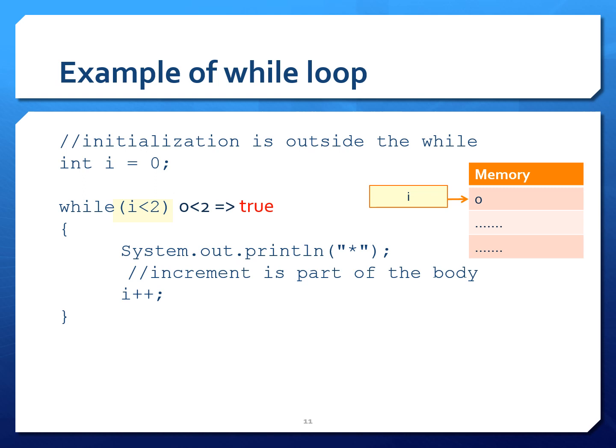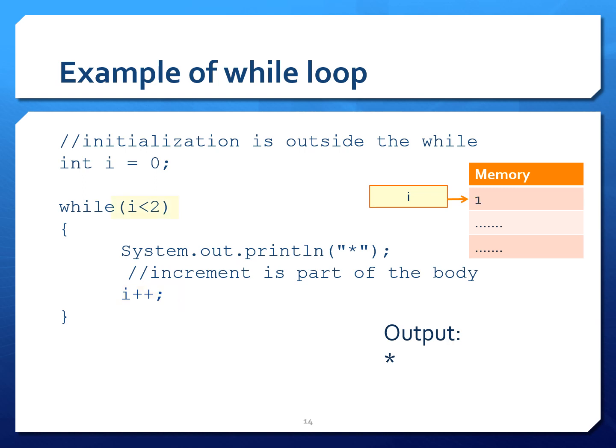In this example, the guard condition is i less than 2, which is 0 less than 2, which is true. Since the guard condition is true, it will enter the body and print an asterisk. We need to perform the loop counter increment at the end of the body. It increments i from 0 to 1.